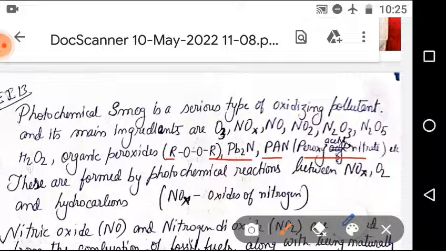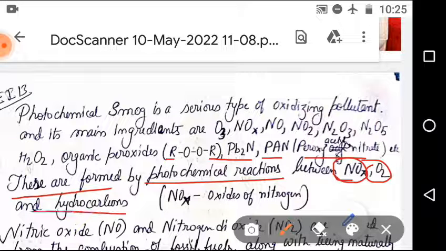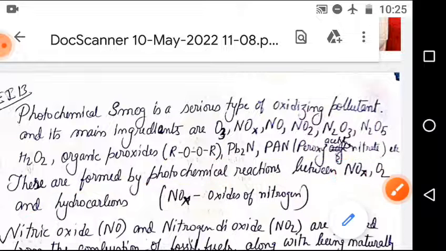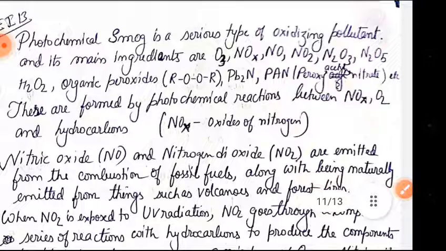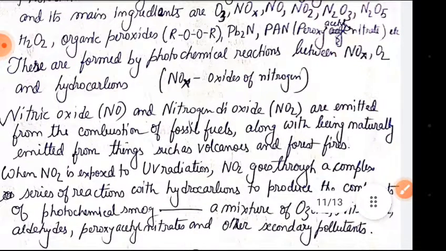Normally photochemical smog is formed by photochemical reaction. So in the presence of sunlight, in the presence of UV rays of the sunlight, these types of reactions go on between the oxides of nitrogen, oxygen and hydrocarbons. So the oxides of nitrogen, oxygen and hydrocarbons, in the presence of UV light, form photochemical smog. And water vapor also interacts to form a fog-like appearance.